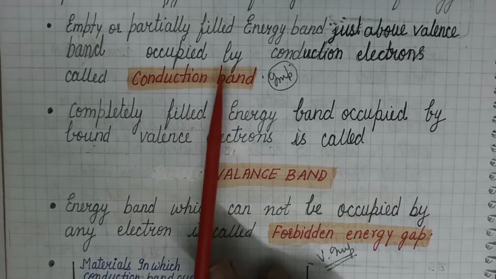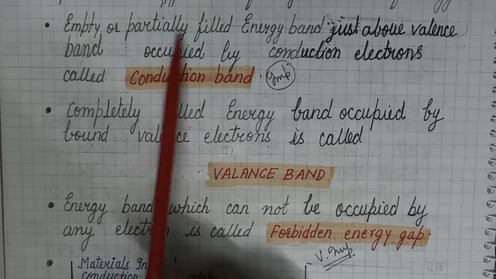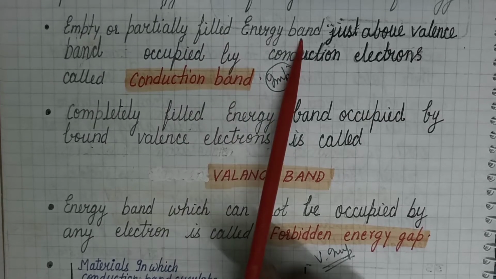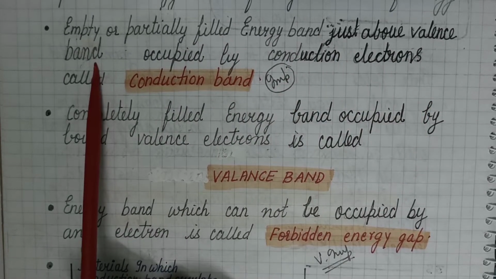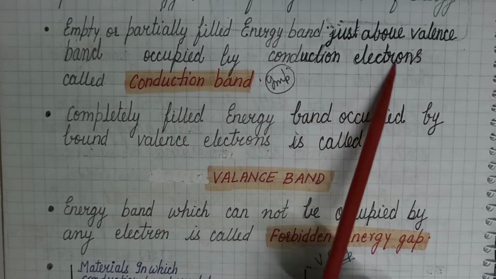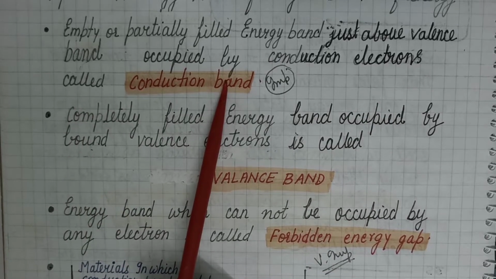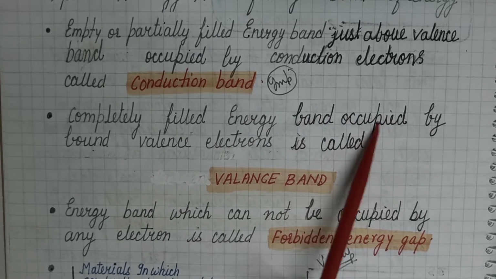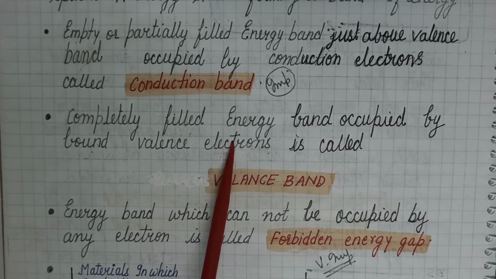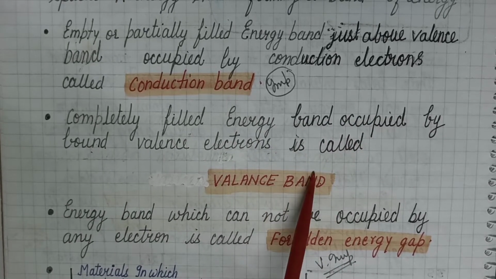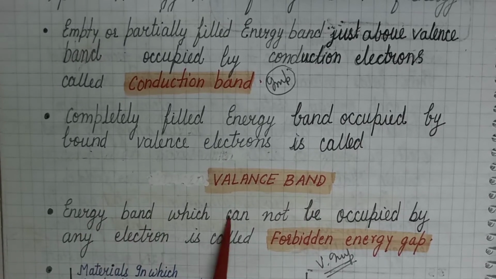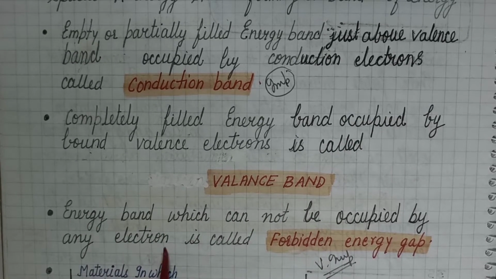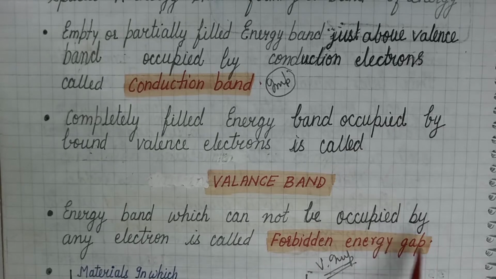Conduction band's definition: empty or partially filled energy band just above the valence band, which is occupied by conduction electrons, is called conduction band. Completely filled energy band, which is occupied by bound valence electrons, is called valence band. And energy band which cannot be occupied by any electron is called forbidden energy gap.